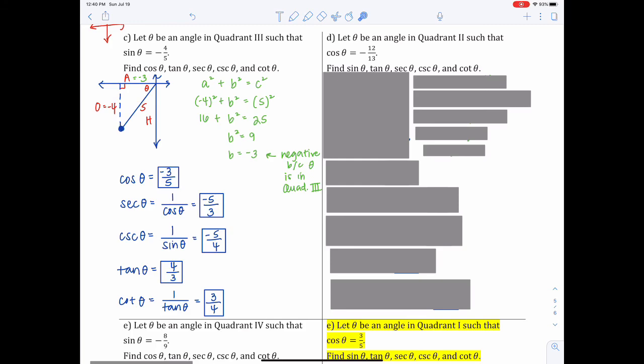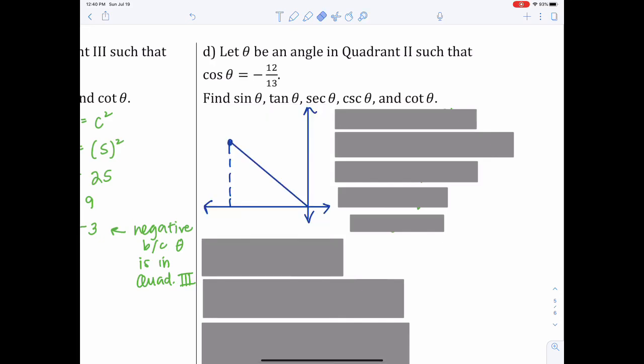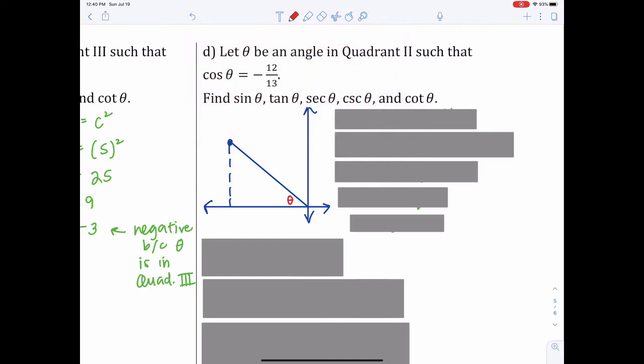Let's do example D. Same process. Now we're in quadrant 2. So we have quadrant 2 drawn here. And we know that our cosine now is -12 over 13. So again, our interior angle here is our theta.